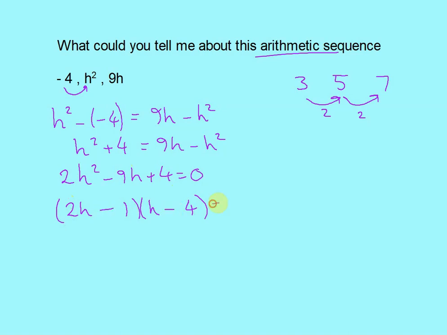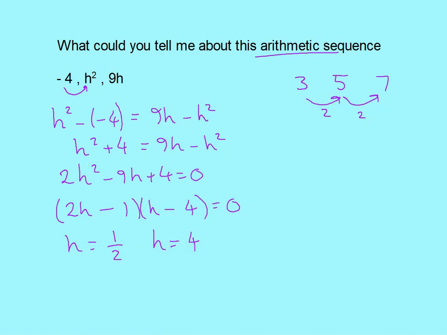And there we go. So this would work when h is equal to a half and when h is equal to 4. So what that means, or what they could ask you is, calculate the value of h. That could have been possible values of h. So, well, what are these?